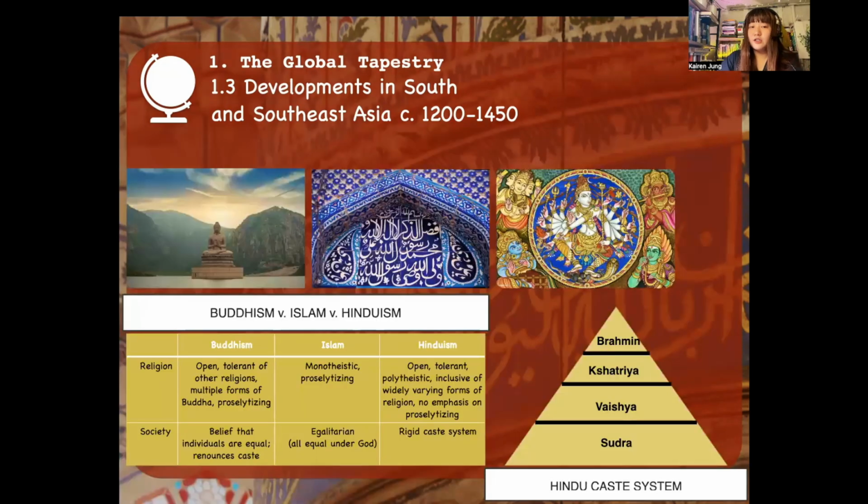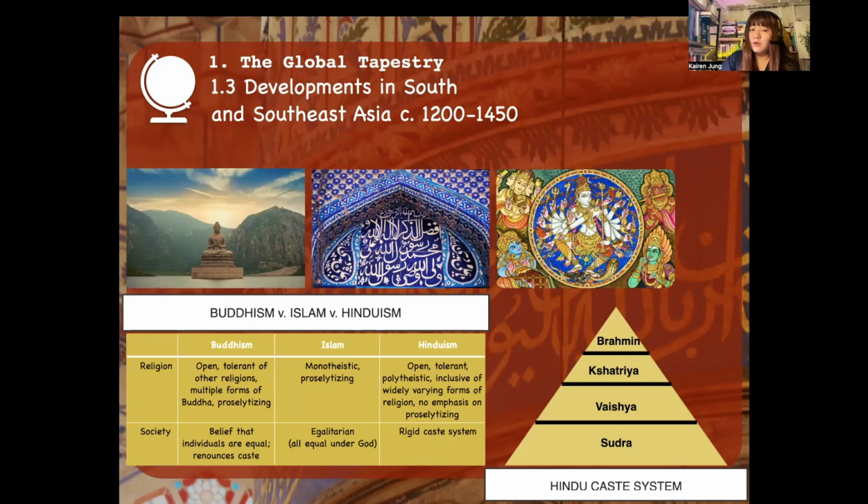All right, so let's look at a comparison of Buddhism, Islam, and Hinduism. Buddhism was open and tolerant of other religions. There were multiple forms of the Buddha that were admissible. They were proselytizing in general, and proselytizing just means they would have missionaries or people that would die to spread the faith. And you have a lot of Buddhist martyrs at this time emerging. In terms of society, Buddhism had this belief that all individuals were equal, right? Remember, it's an equalizing type of religion, and it renounced caste.